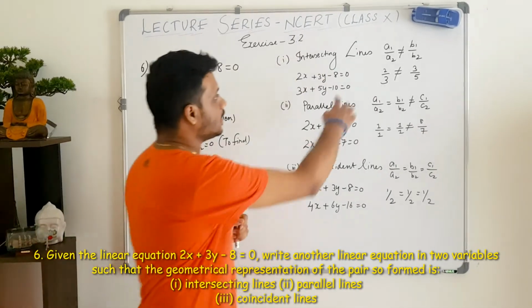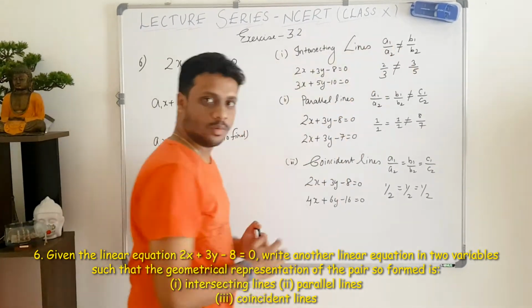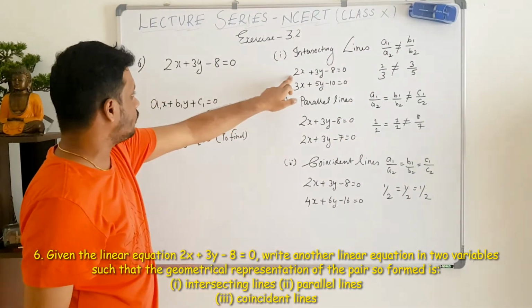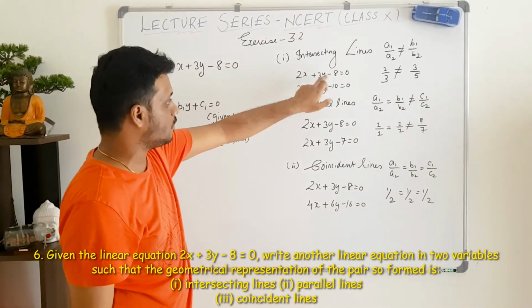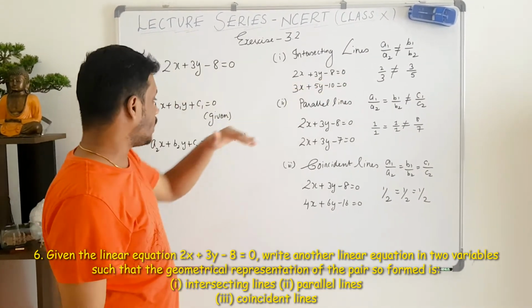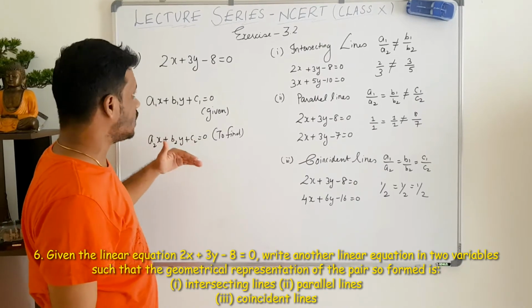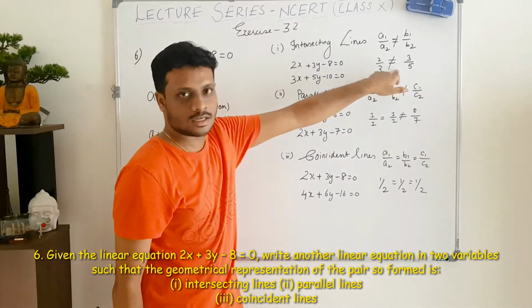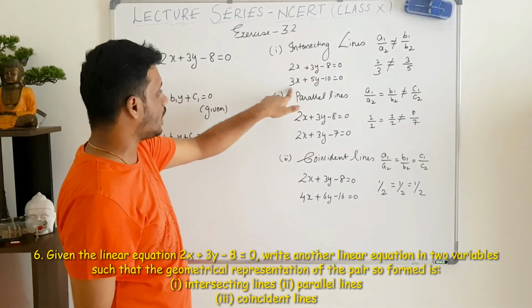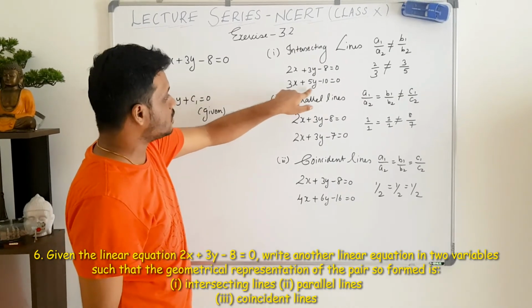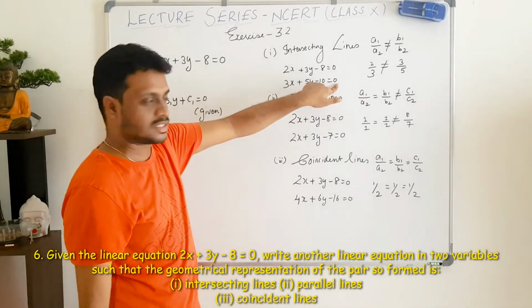We know for intersecting lines, the condition is a1 by a2 is not equal to b1 by b2. So already the first equation is given, which is 2x plus 3y minus 8 equal to 0. I am trying to find another equation such that I will be able to satisfy this condition. So I am giving a random number. I have taken 3x plus 5y minus 10 equal to 0 as my second equation.